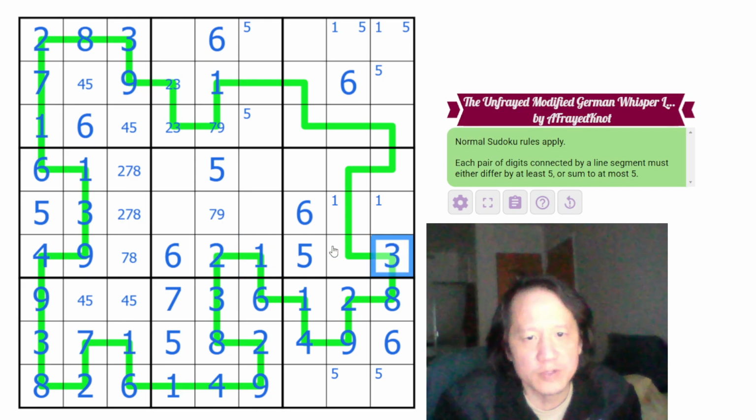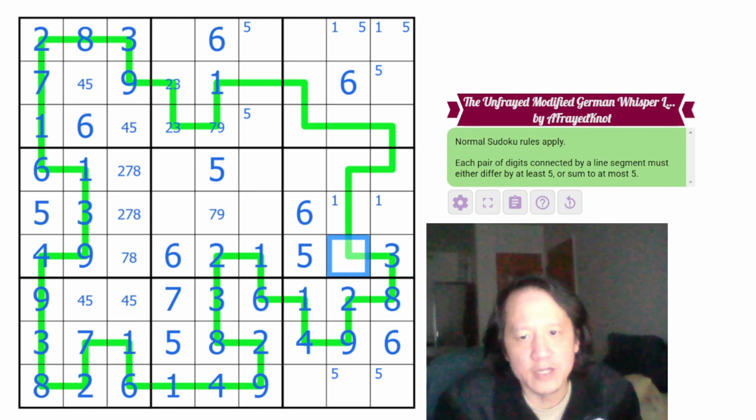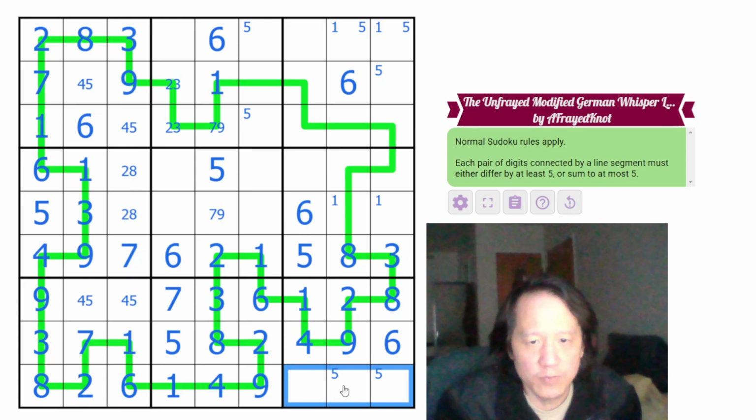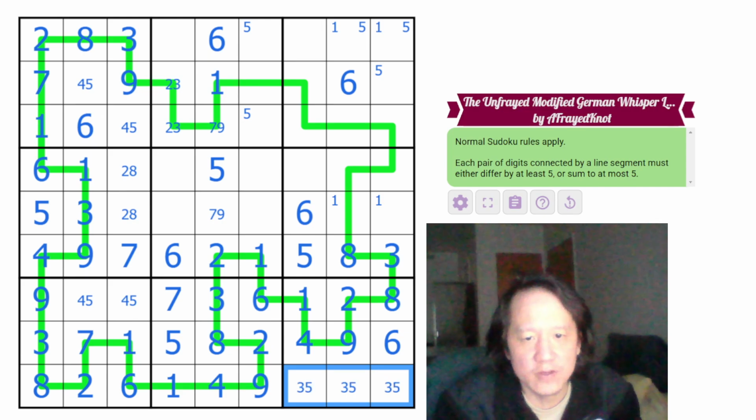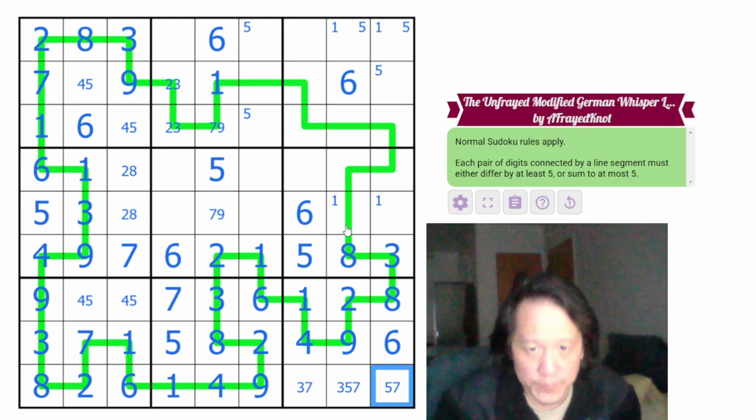So this is 3. 3 can only be next to an 8 out of 7 or 8. So this is 8. This is 7. This can't be 7. We have a 3, a 5, and a 7 here. But this can't be 3, and this can't be 5 here. This has to be a low. So this is either 1 or 2.